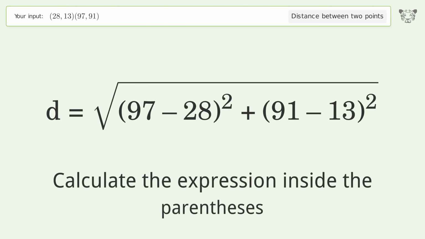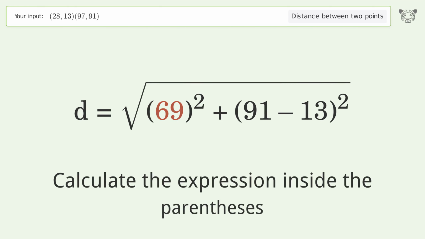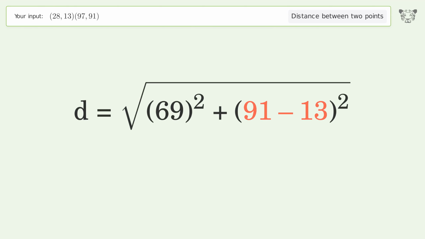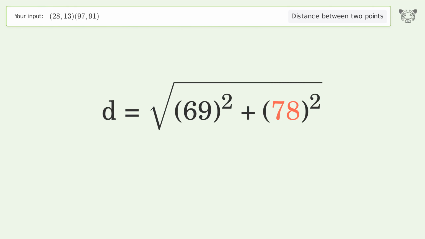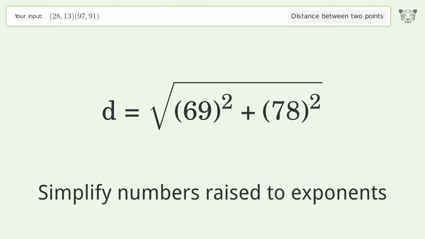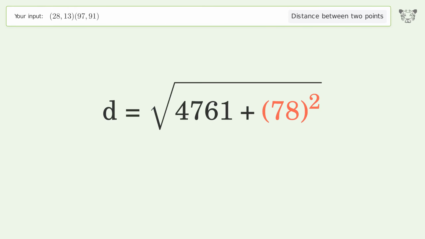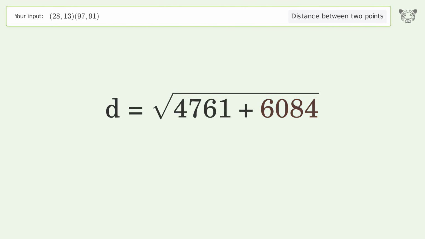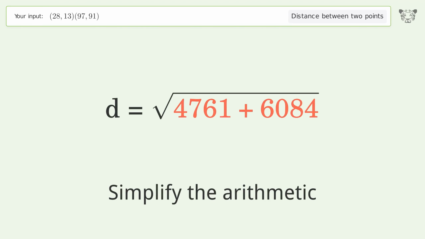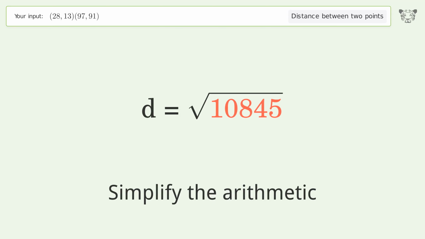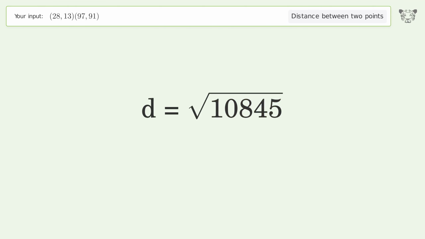Calculate the expression inside the parentheses. Simplify numbers raised to exponents. Simplify the arithmetic. And so the distance between the 2 points is the square root of 10,845 or 104.139.